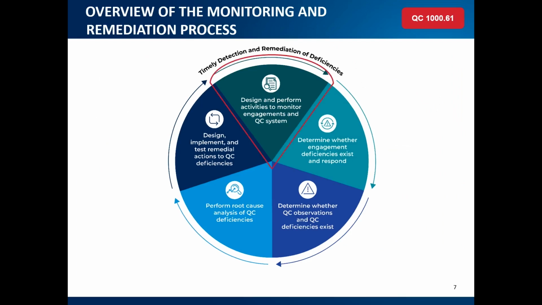So let's start with designing and performing activities to monitor engagements in the QC system. QC 1000 requires that the firm's QC system include both engagement monitoring activities and QC system level monitoring activities. The two types of activities provide different kinds of information, and a firm needs to perform both to have a reasonable basis for detecting engagement and QC deficiencies and evaluating its system.